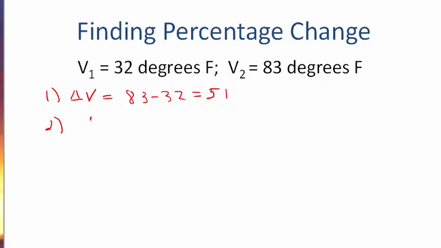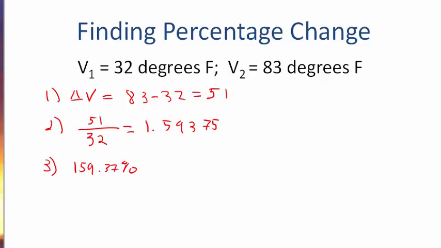The second thing we do is we take that 51 and we divide it by the original value, the initial value, 32 degrees. 51 divided by 32 is 1.59375. I use my calculator for that. Step 3 says rewrite it as a percentage, so I'd multiply by 100. I'd have 159.37%. Step 4 is to take the absolute value.